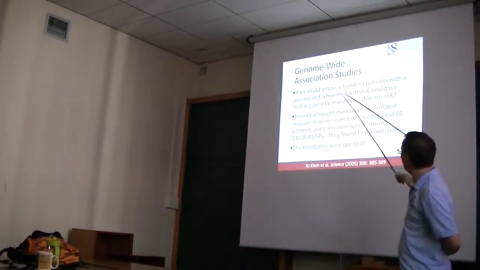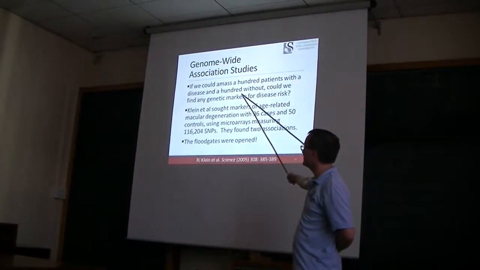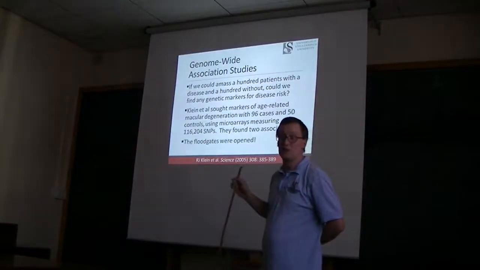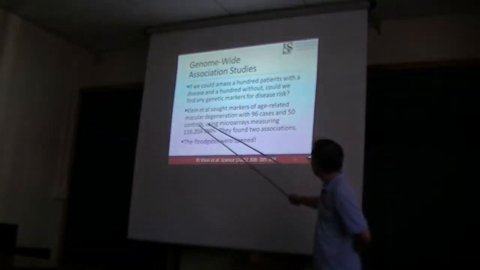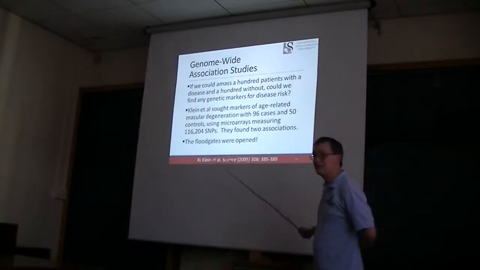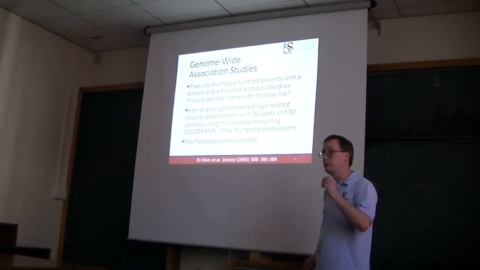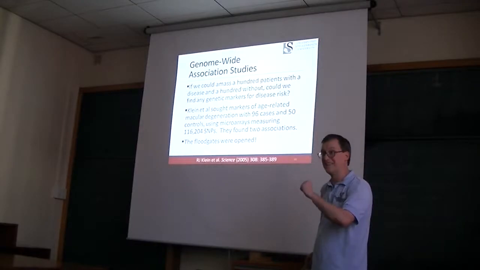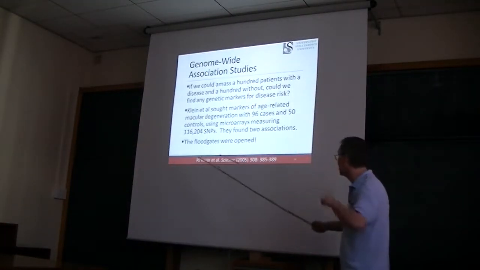So, if we could amass 100 patients with a disease and 100 people who don't have that disease, could we find genetic markers for disease risk? This is ultimately what motivates people to do GWAS studies. So, the very first paper, 2005, made it right into Science, has a whole lot of good stuff in it. And I really want to highlight what they did. For people who are doing the first canonical example of how GWAS works, they did an awful lot right. And that is hard to do, so thumbs up to them.